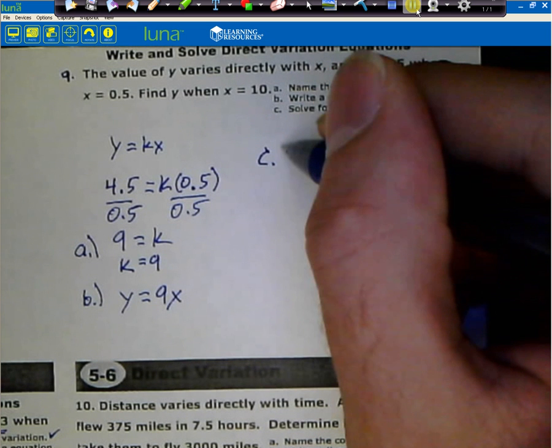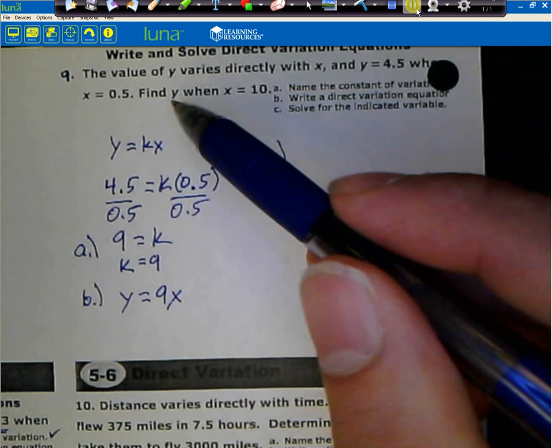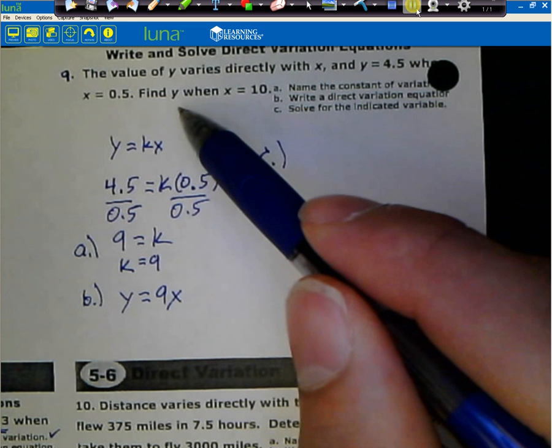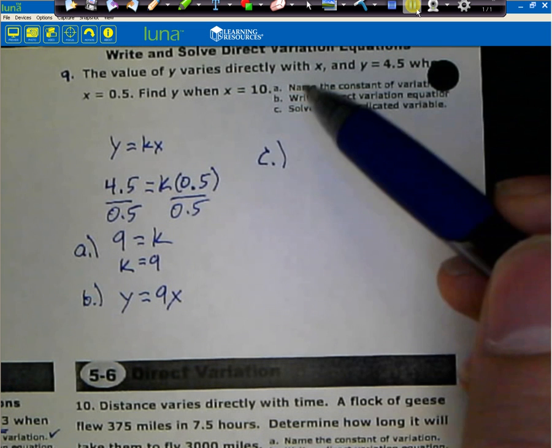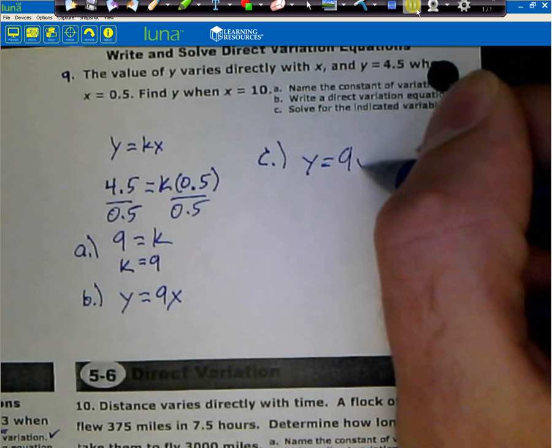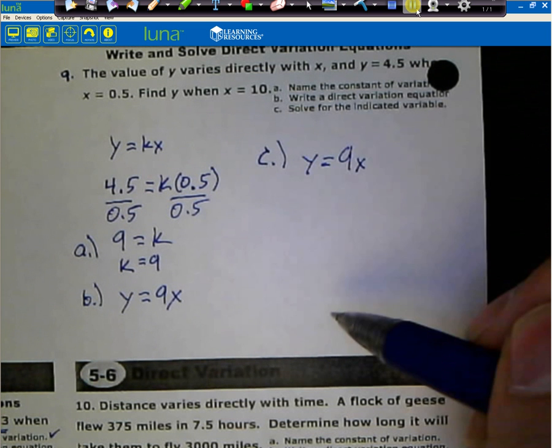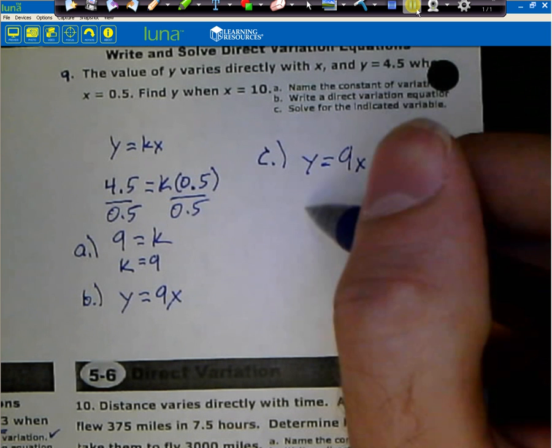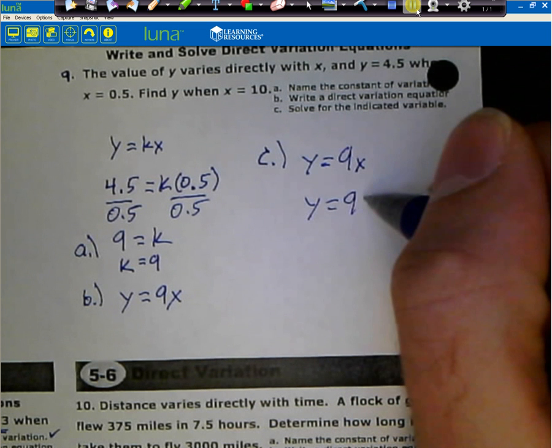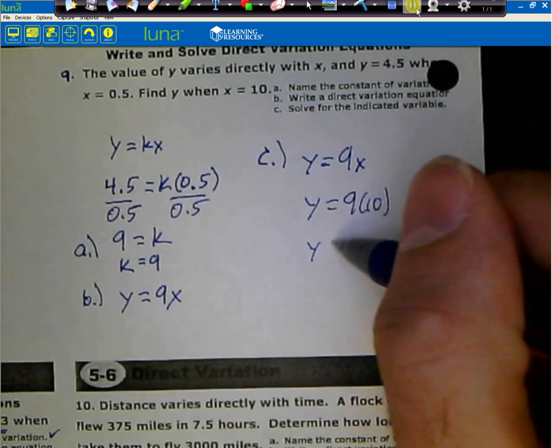Alright, in part C, we're asked to solve for the indicated variable. And that variable is going to be y. It's asking me to find y whenever x is 10. So I'm starting with that y equals 9x, and I'm just going to plug in 10 for x, and that's going to allow me to solve for y. So y equals 9 times 10, which means y equals 90.